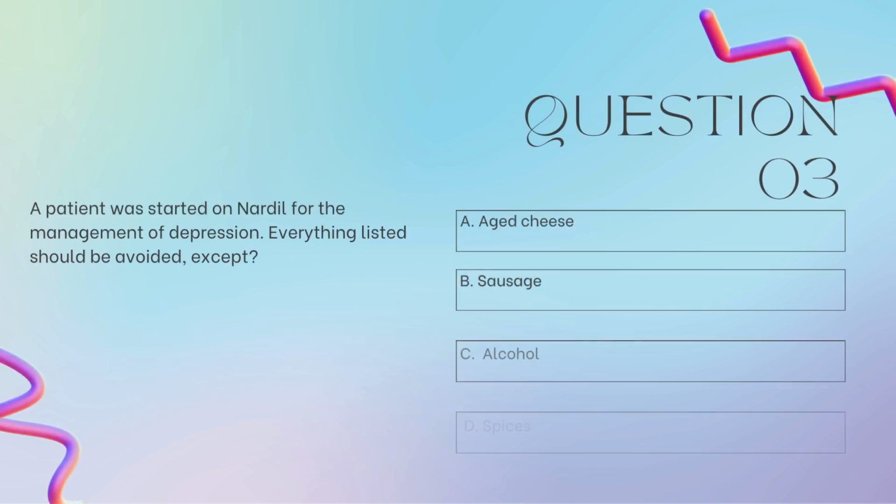And then lastly, a patient was started on Nardil for the management of depression. Everything listed should be avoided except, is it A, aged cheese, B, sausage, C, alcohol, or D, spices? Take a moment and tell me what you got.